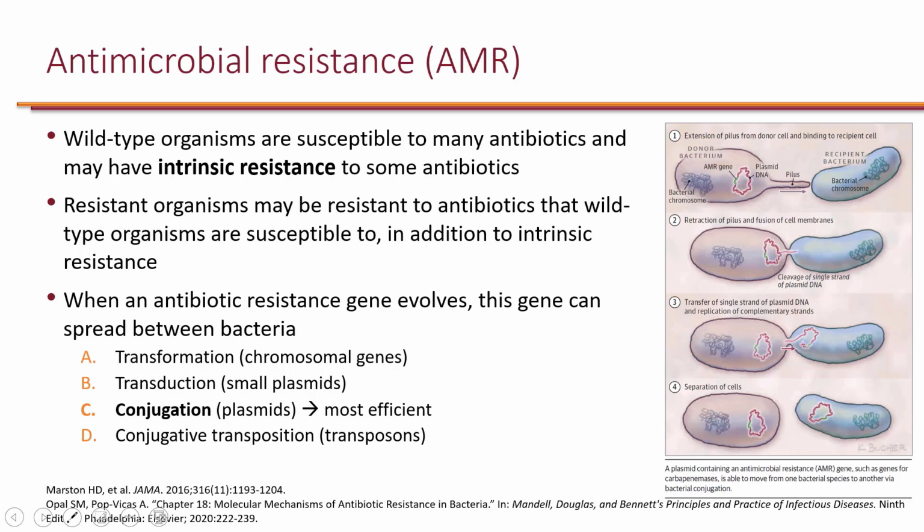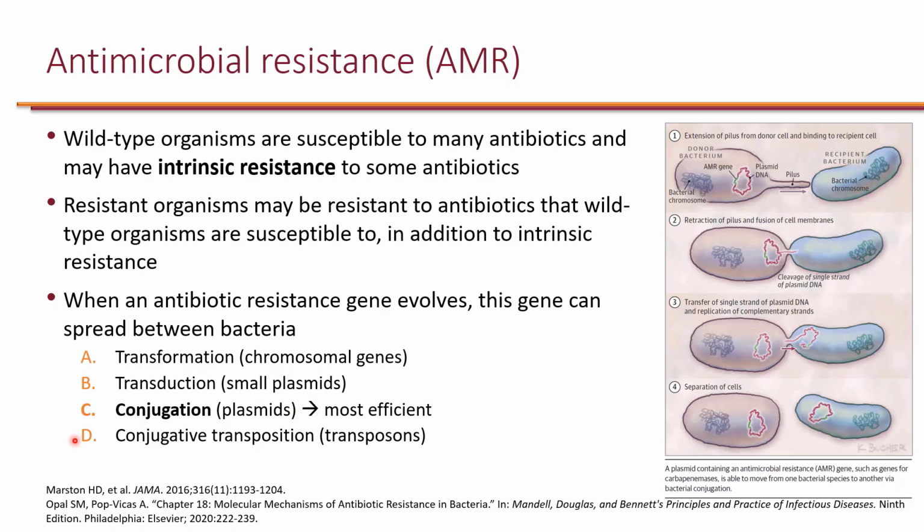Now, when bacteria develop resistance, not only can they pass these resistance genes when they divide, but they can also pass it to other species. The transfer of resistant genes occurs generally through 4 different mechanisms.